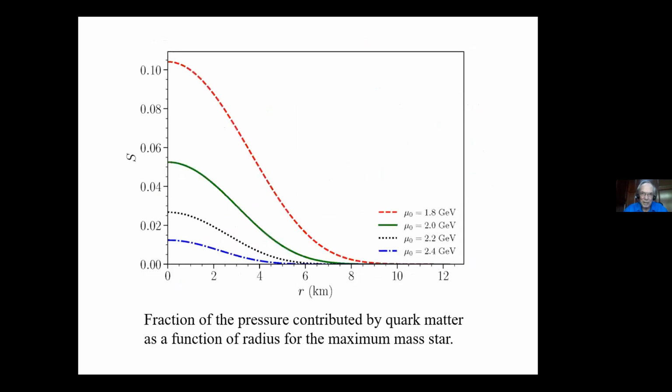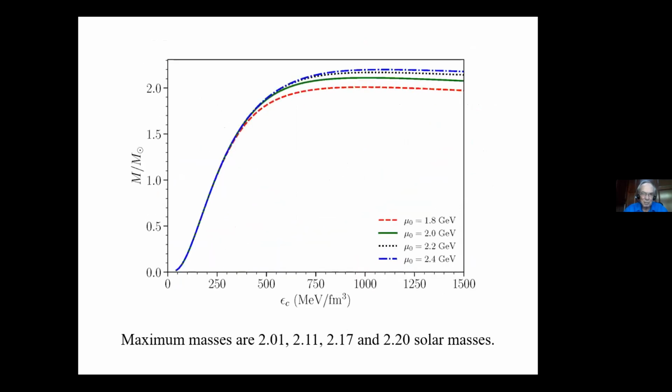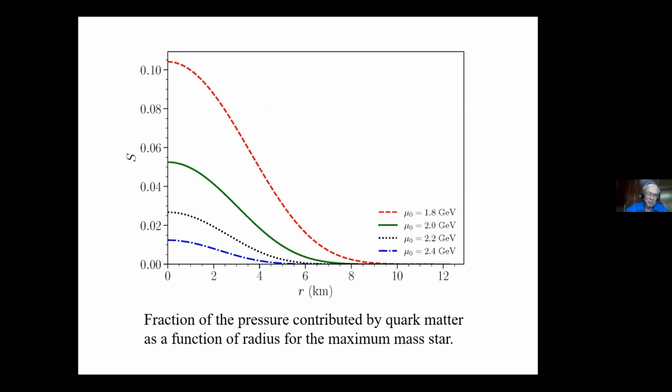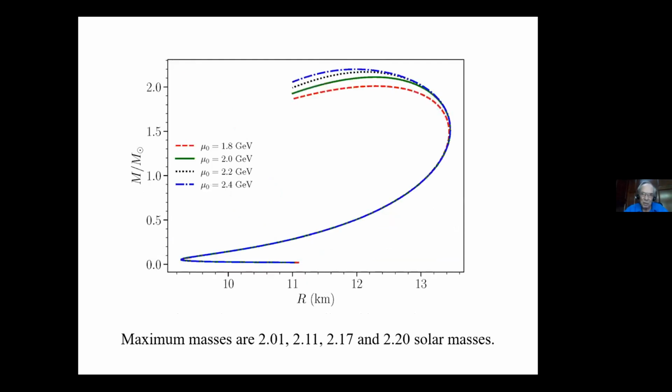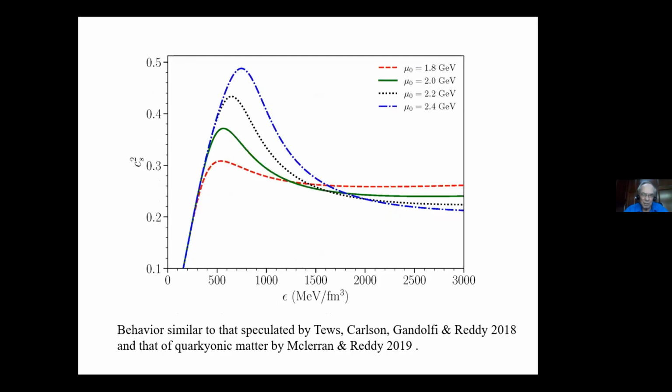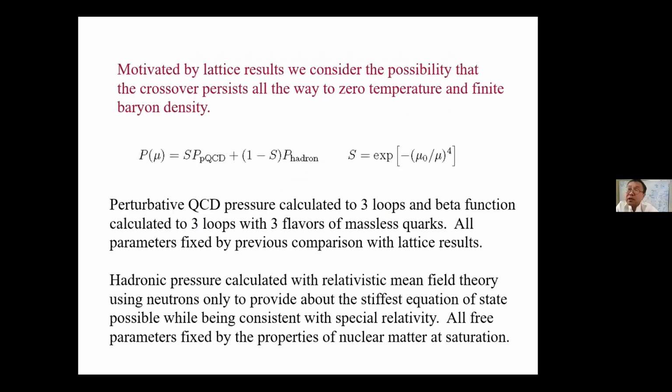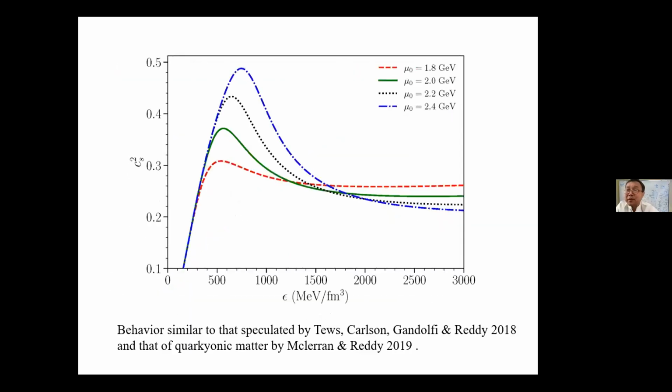Which plot do I want to look at? Well, we could look at this one. This tells you the fraction of the pressure contributed by quark matter at the core of the heaviest star. So that's the extreme limit, and you can see here that it's still not very much, 1% to 10%. So if you soften it, it probably does not really do that much. Right? Not much.